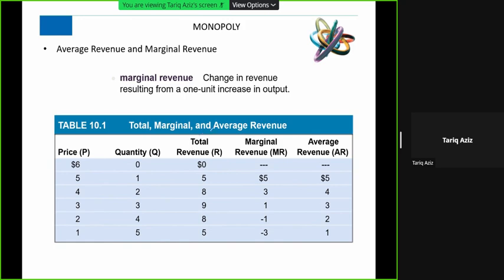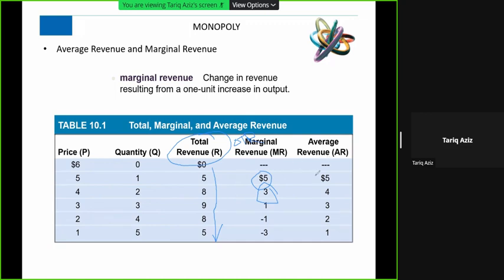The third column is for total revenue. Total revenue is just the multiplication of price and quantity. So if we multiply P and Q, that will give us total revenue. Total revenue is increasing, then after some time it has started decreasing. Similarly, the next column is the change in total revenue. This is marginal revenue. Change initially was $5, then it became $3, then it became 1, and then it became negative also. So marginal revenue can become negative also. When marginal revenue becomes negative, it means total revenue has started decreasing.